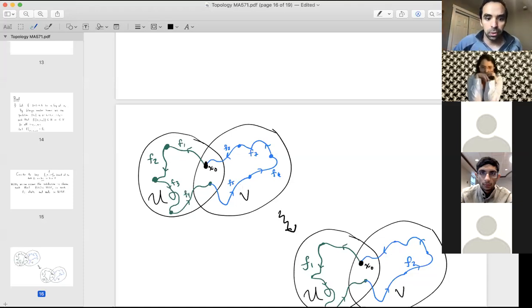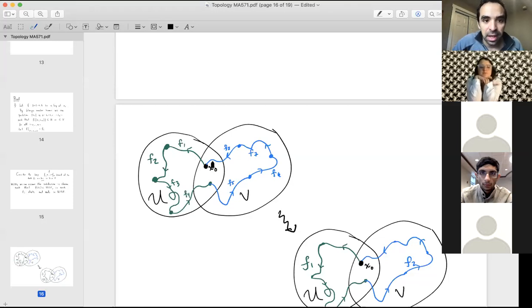And I have my loop F, which is the composition of the green path together with the blue path. That's F. And I have found a partition such that each piece lies inside U or lies inside V, right? I have 8 pieces here.